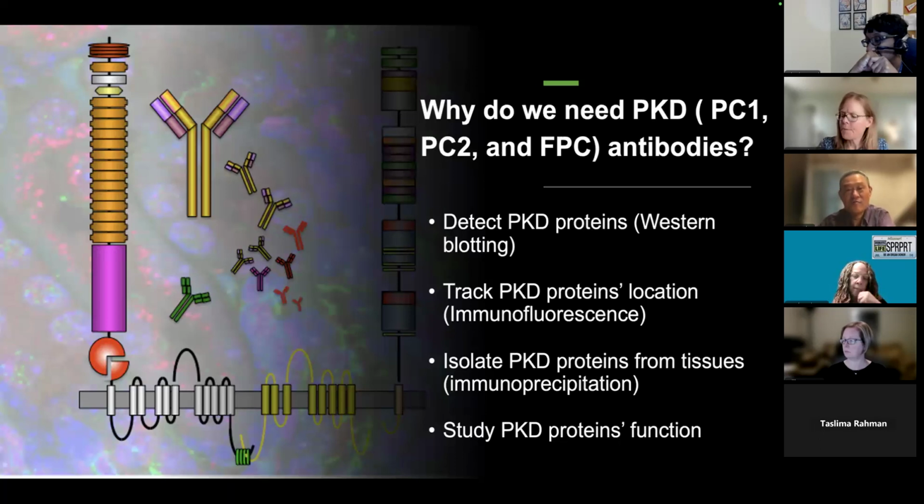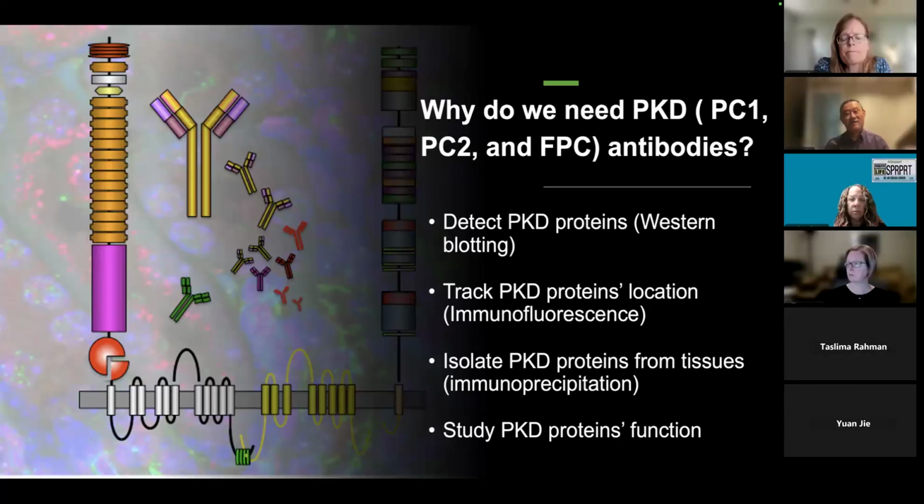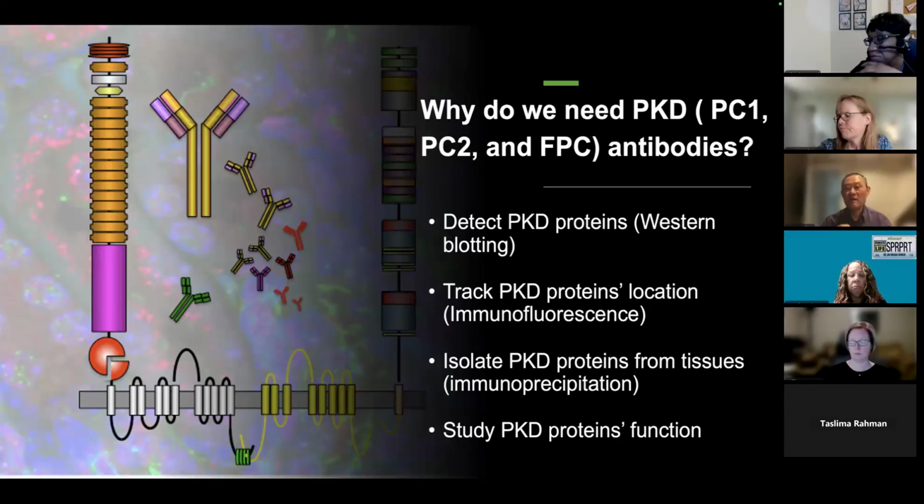In other words, you can use those tags, the antibodies, to ask questions to study how PC1 or PC2 or FPC look, how big they are, where they are, and you can isolate them to ask what other partners they are talking to. So all these basic questions we can answer using this antibody. This is a very, very useful tool. It's a basic tool. If you want to study protein function, what they do in the kidney, and why, if dysfunctional, they form cysts, you need those antibodies to answer that in the laboratory.